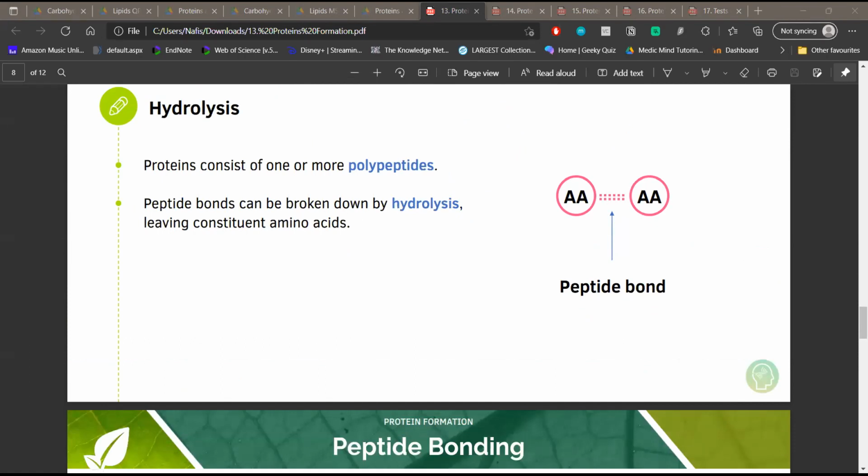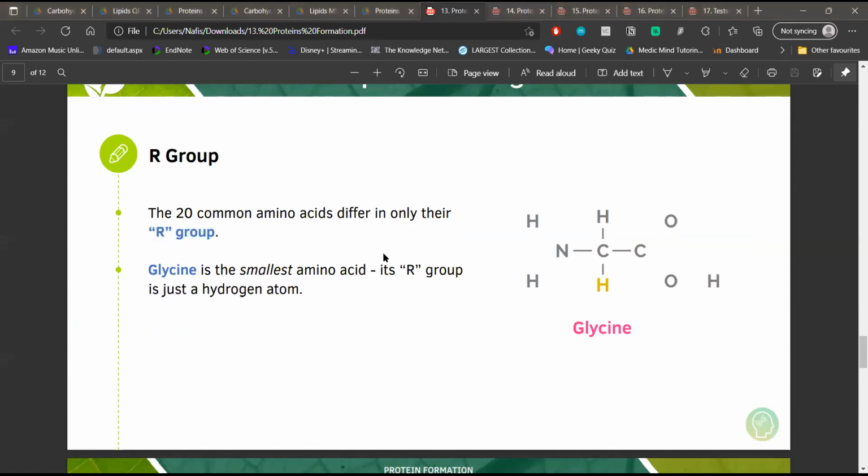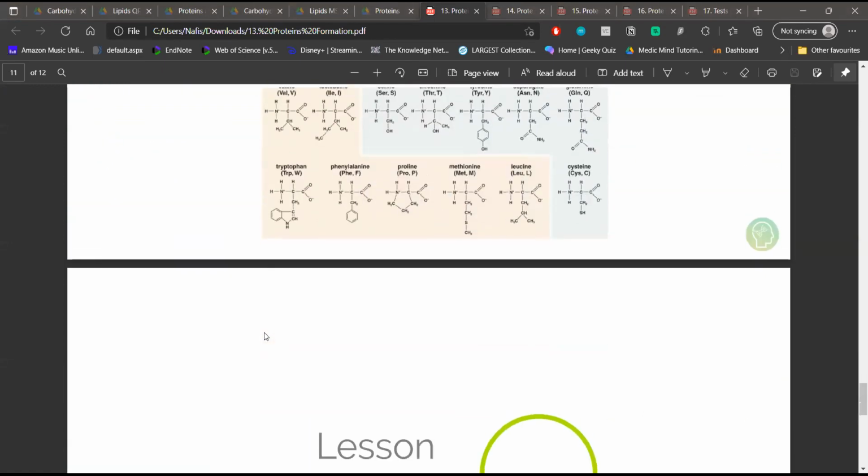And a lot of the enzymes that I've heard mentioned, pepsin, protease enzymes, loads of protease enzymes, those are going to mediate this hydrolysis reaction. Remember, the R group is the thing that separates amino acids. Glycine is the smallest amino acid, so its R group is just a hydrogen atom.